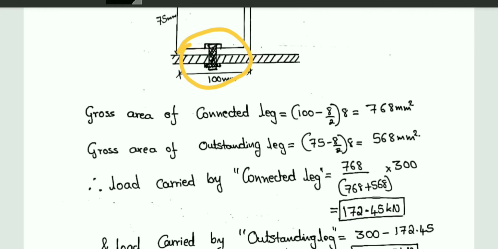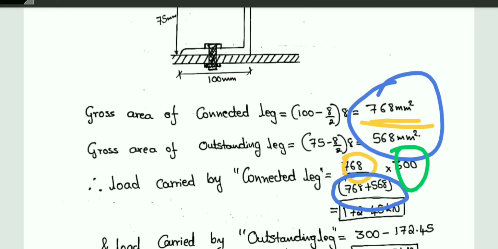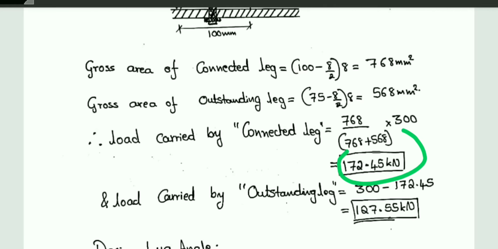You calculate using the area of the connected leg divided by the total area, into the force. The area of the connected leg is 768, and the total area is 768 plus 568, the sum of these two, into the force, that is 300. So the answer will be 172.45 kilonewton, which is the load transferred by the connected leg.